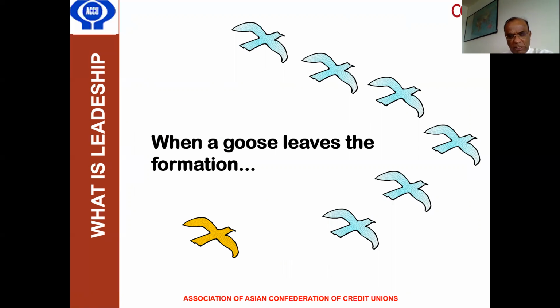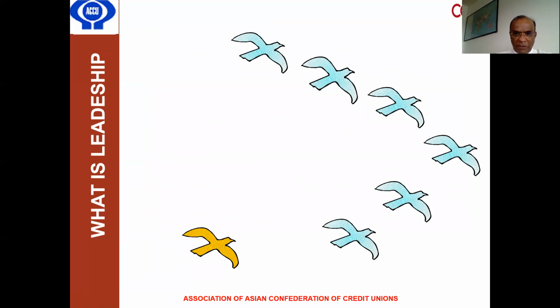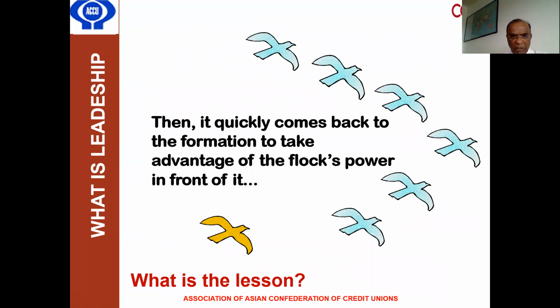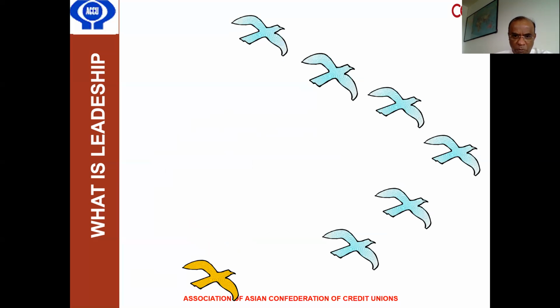Once we come to that, the yellow one, I'm saying that a goose, no one is going to leave behind. Let's see how the yellow one is left behind and how it's going to happen. Now they're going and they feel resistance in the air and it is difficult to fly alone. So what they do is bring it in, and quickly they come back in formation, make a U-turn again, and make them look and hear.